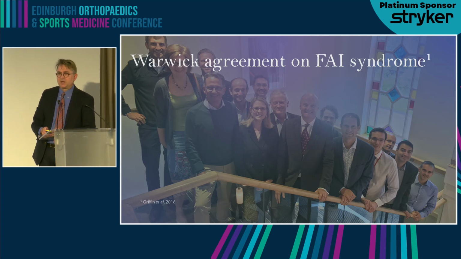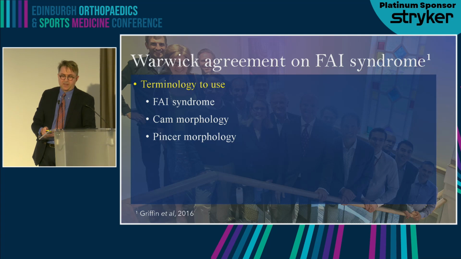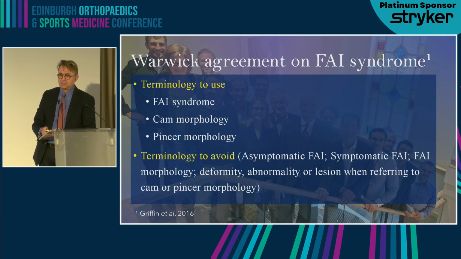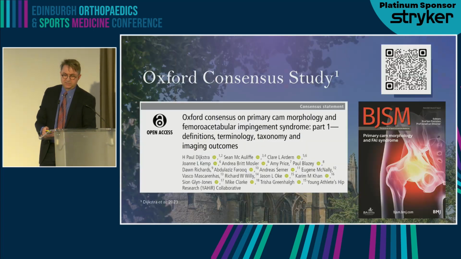So I was part of this panel of 21 men and 2 women in Warwick, and we agreed on the terminology to use for FAI syndrome. And this is the terminology that we should be using when we are discussing patients, so people with symptoms, FAI syndrome specifically, and when we discuss the morphology, CAM morphology and pincer morphology. And terminology to avoid are asymptomatic FAI, symptomatic FAI, FAI morphology, deformity, abnormality, or lesion when referring to CAM or pincer morphology. So this is the agreement in 2016.